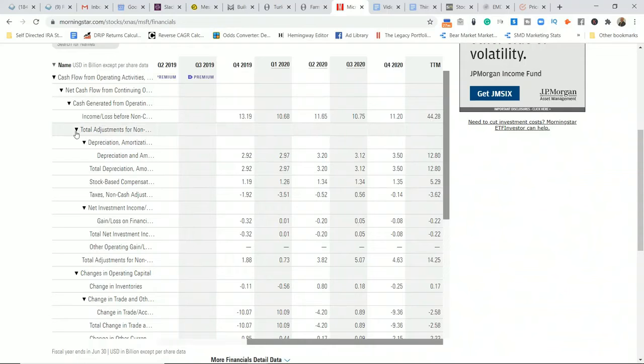Then from here, this is where things get a little bit crazy. So total adjustments for, sorry, it's not coming up here, non-cash items.